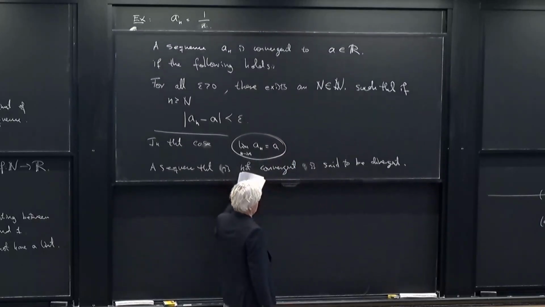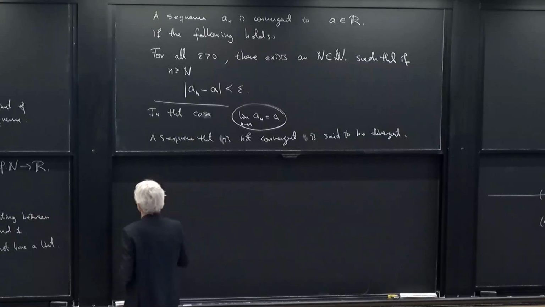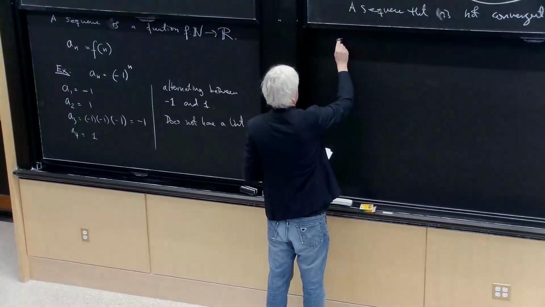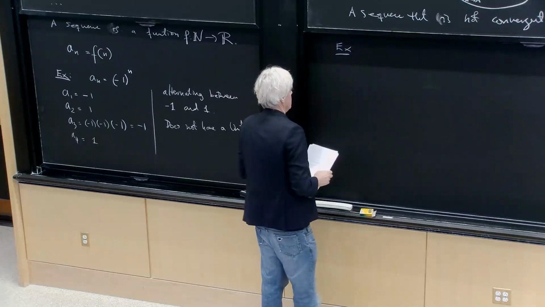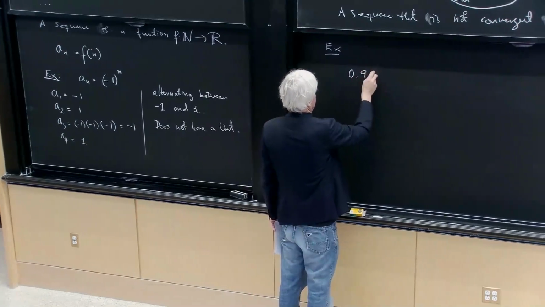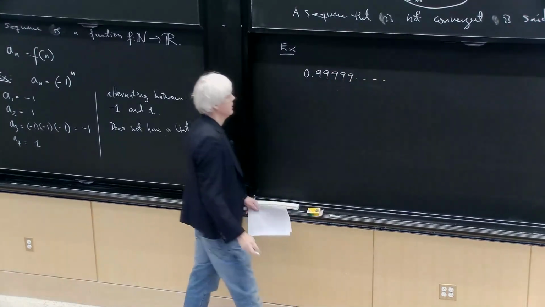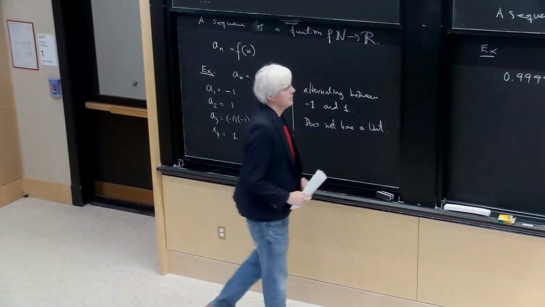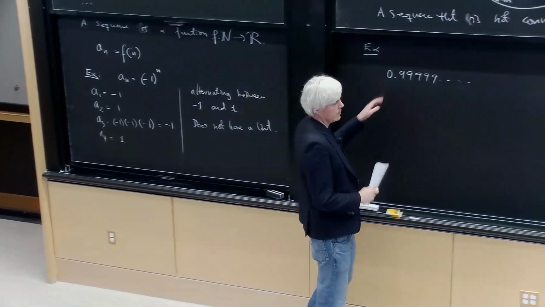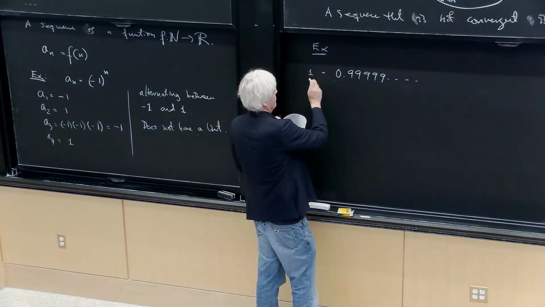And so now let me look at an example. Suppose you're looking at the number 0.99999, etc. This number here, we really think about this number as 1. This is indistinguishable from 1.